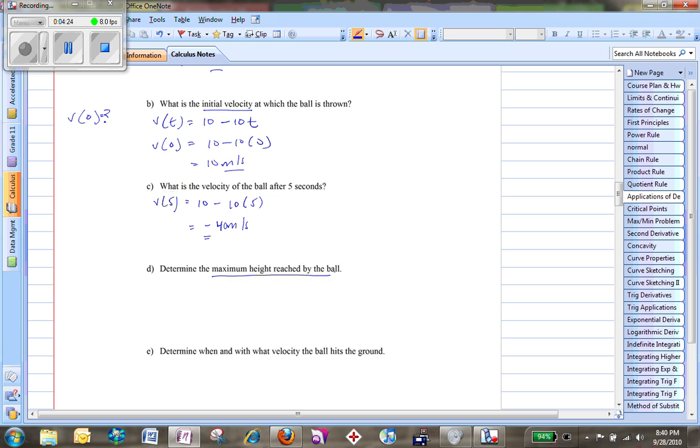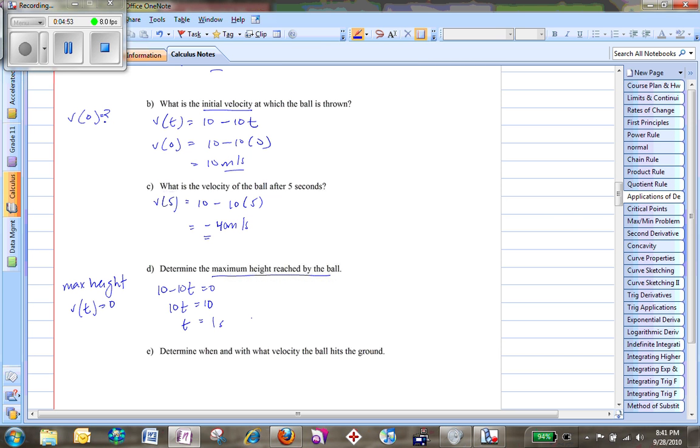A ball is thrown, which means that it follows a parabolic shape. At the top of that shape, for the brief moment that it hits the maximum, that ball is stopped. So at the maximum height, v of t is equal to 0. I know v of t. v of t is 10 minus 10t is equal to 0. So 10t is 10. So t is equal to 1 second.